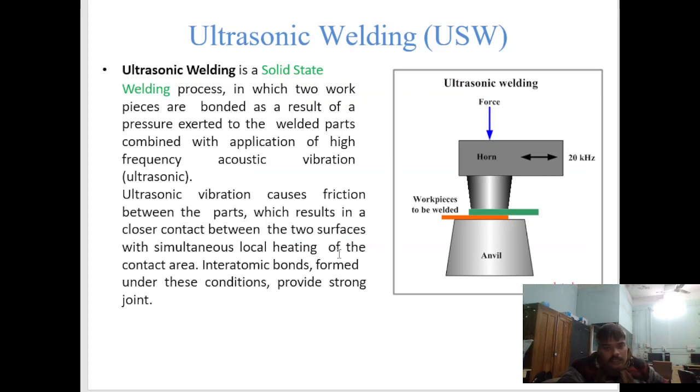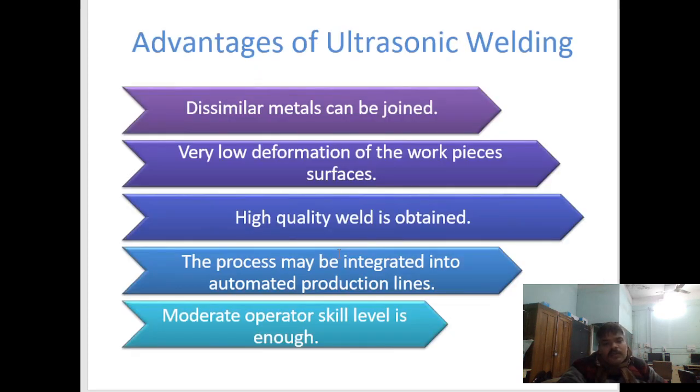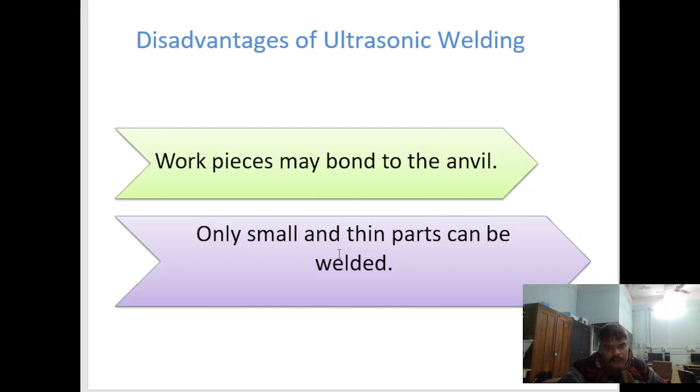Ultrasonic welding is a solid-state welding process in which two workpieces are bonded as a result of pressure exerted on the welded parts combined with the application of high-frequency acoustic vibration. Ultrasonic vibration causes friction between the parts, which results in closer contact between the two surfaces with simultaneous local heating of the contact area. Interatomic bonds formed under this condition provide a strong joint. Dissimilar metals can be joined, very low deformation of workpiece surface, high quality weld is obtained. The process may be integrated into an automated production line, moderate operator skill is enough. Workpiece may bond to the anvil. This is the disadvantage.